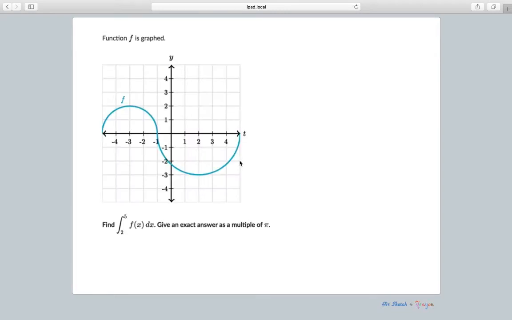All right, a few other types of problems. So this was interpreting an integral geometrically as an area. So find the integral from 2 to 5 of f of x dx and give it as an exact multiple of pi.